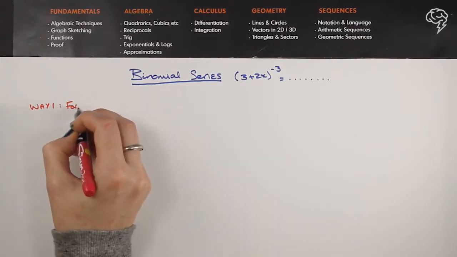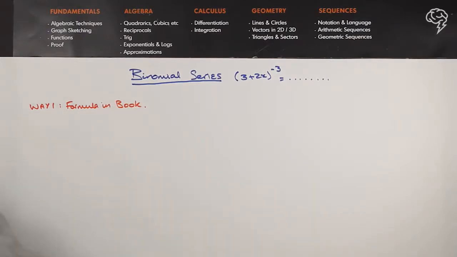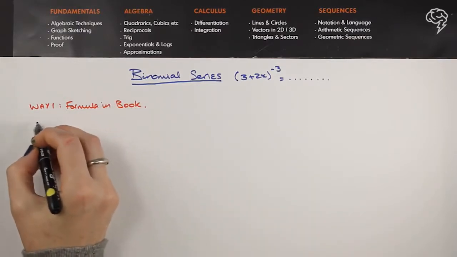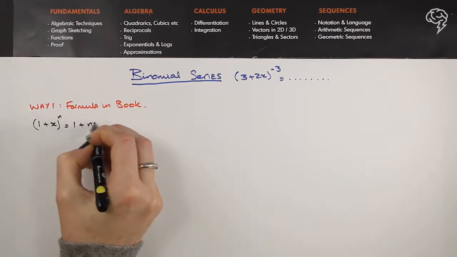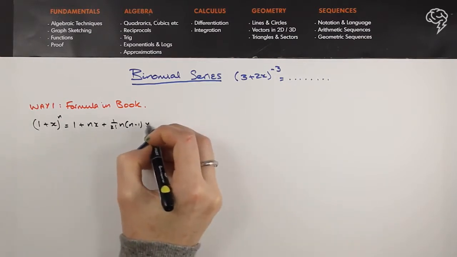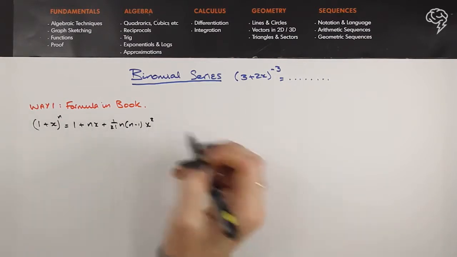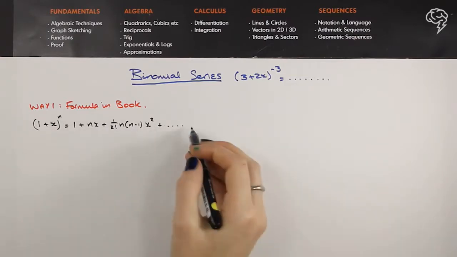One is to use the formula in the book, which is probably what you're familiar with. So the formula in the book says that 1 plus x to the power of n is equal to 1 plus nx plus 1 over 2 factorial n(n minus 1) x squared. We'll probably just leave it there, plus dot dot dot, that's enough terms. And then there's some more terms on the end.